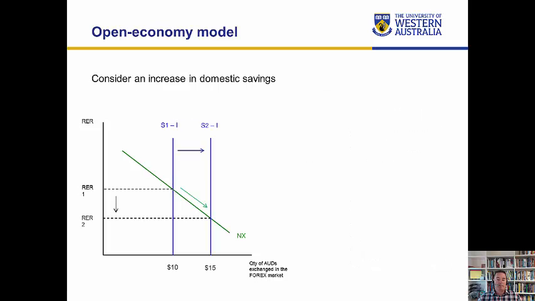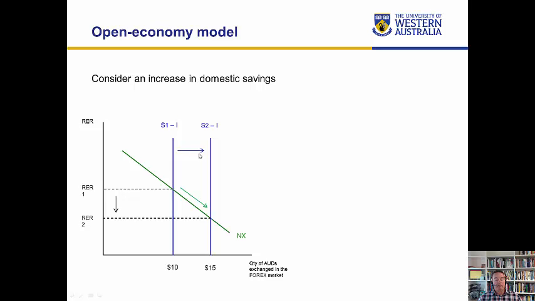Okay, so let's use this particular model. We start off at the initial equilibrium, S1 minus I equals NX. And then what happens is the level of savings in Australia increases from S1 to S2. Now, as savings goes up, that shifts the line to the right. So, judging by the numbers on the horizontal axis here, we're increasing savings by $5. More savings and the same amount of investment shifts this line to the right. Now, as we save more, that actually increases the supply of Australian dollars in the foreign exchange market. So the supply of Aussie dollars in the foreign exchange market goes from 10 to 15.